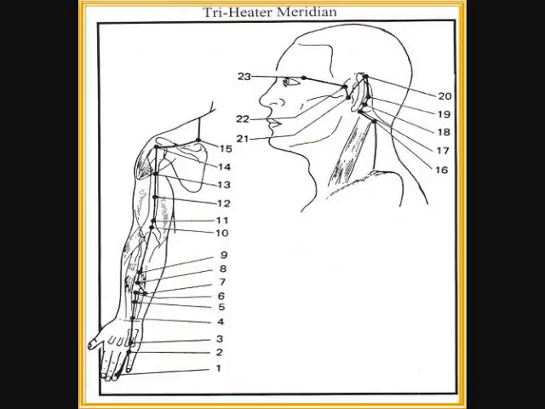Sanjiao 21. In the depression anterior to the supratragic notch, slightly superior to the condyloid process of the mandible. Sanjiao 22. Anterior and superior to Sanjiao 21, on the posterior border of the hairline of temple, where the superficial temporal artery passes. Sanjiao 23. In the depression at the lateral end of the eyebrow.